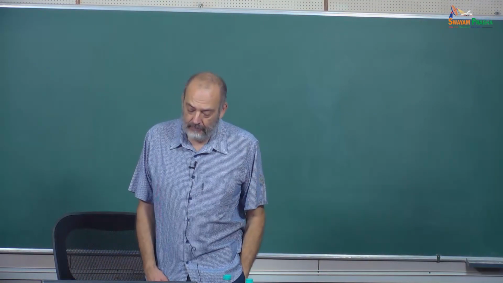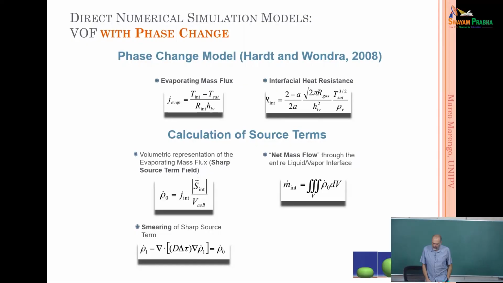Another point is that we are going to have these J. This is, let's say, the value of the evaporation, for example, and how to conserve the mass, because we said that the VOF has a problem with mass conservation once you are constructing the interfaces. If we have a phase change, it is even worse.